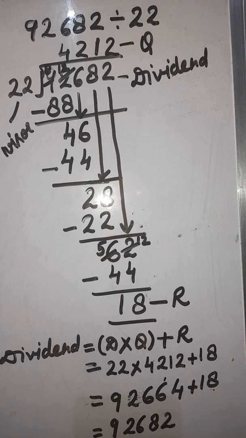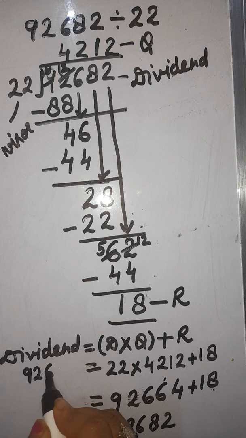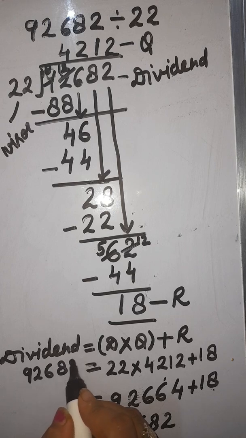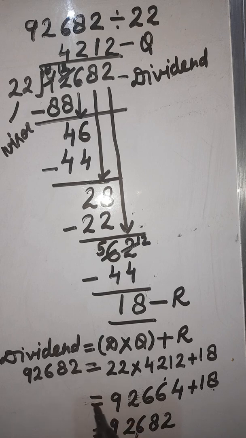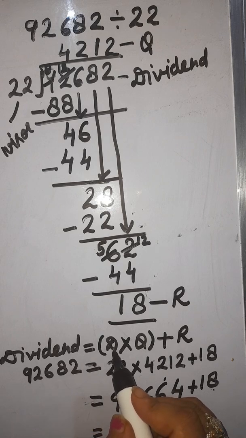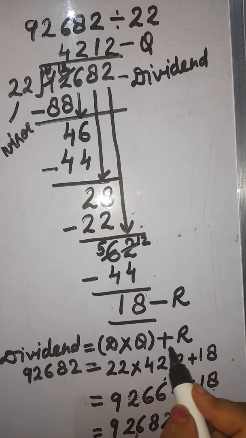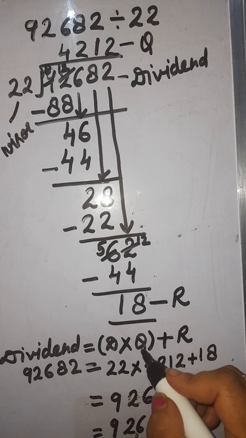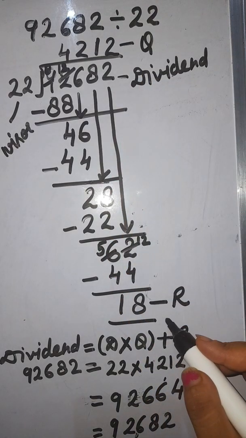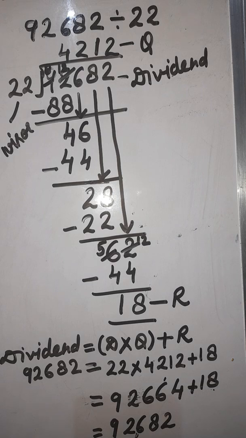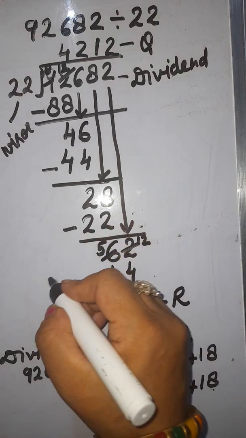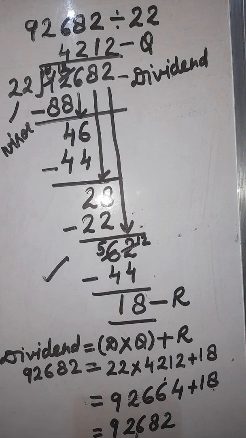Fine everyone. Now check. 92,682. Dividend is 92,682. So the dividend is equal to divisor multiply quotient plus remainder. It means our quotient and remainder is correct and the division is also correct. Okay?